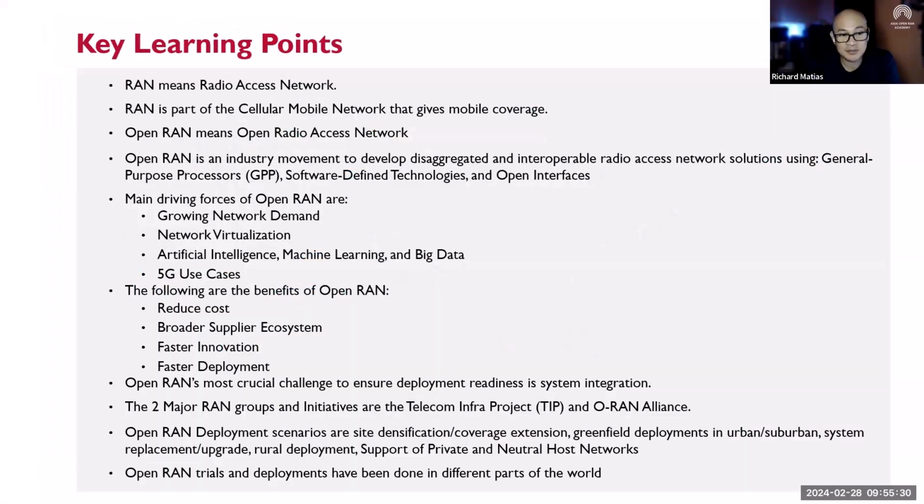So some key learning points before we end this session. RAN means radio access network, and RAN is the part of a cellular network that gives mobile coverage. And Open RAN means Open Radio Access Network. Open RAN is an industry movement to develop a disaggregated and interoperable radio access network using general purpose processors, software-defined technologies, and open interfaces.